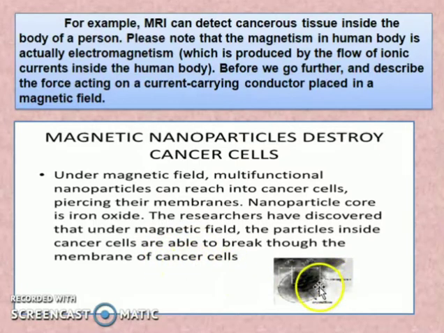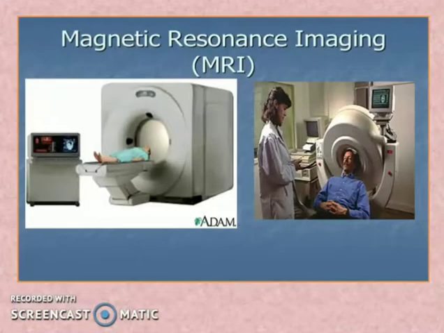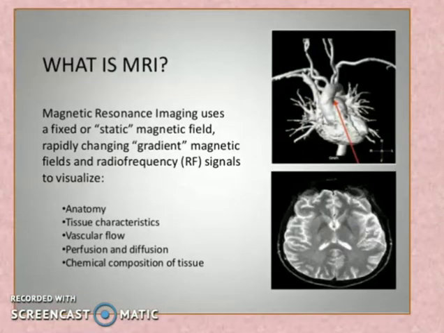So this is a cancer cell. Here, using magnetic nanoparticles, we can destroy the cancer cell. Now this is a magnetic resonance image. This is an instrument that we call an MRI. So through the MRI we can see the internal parts of our organs.